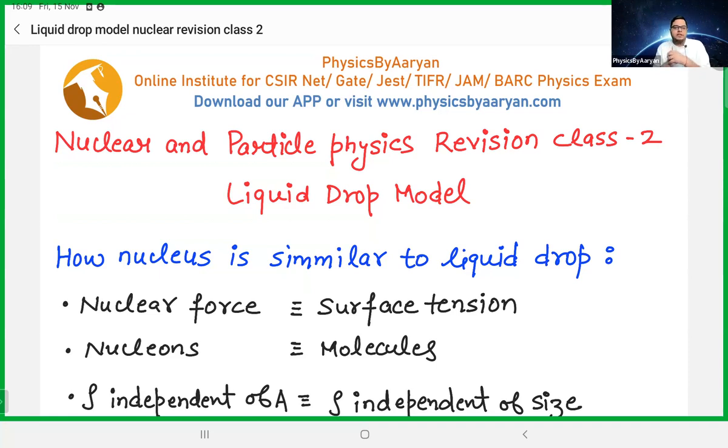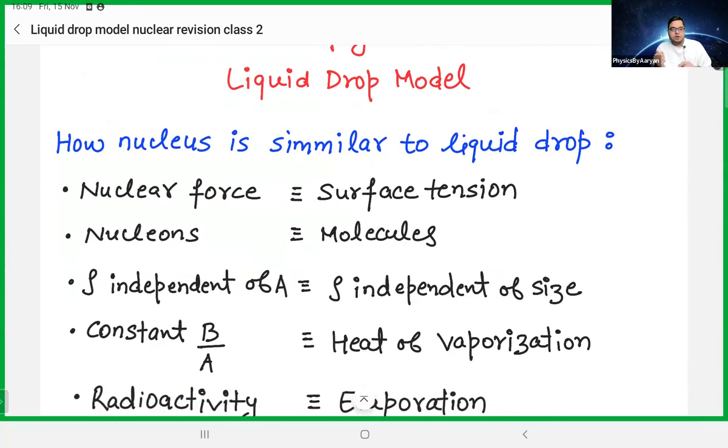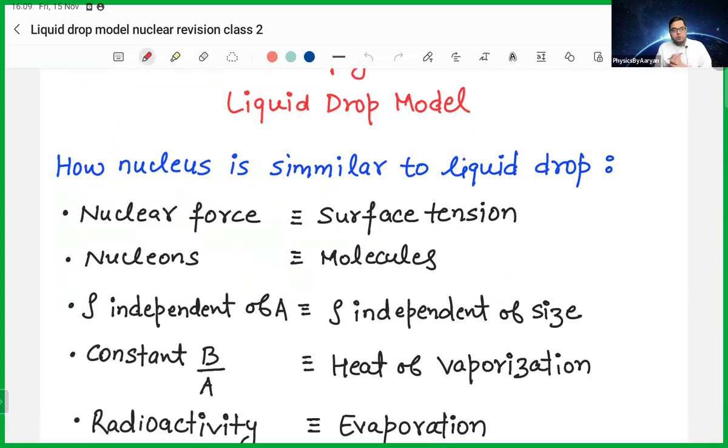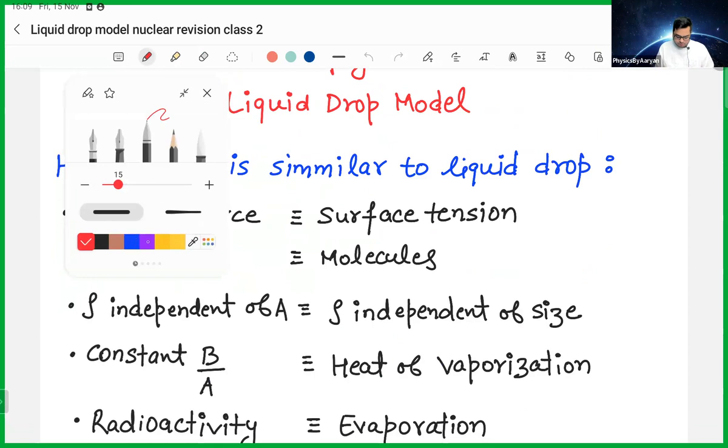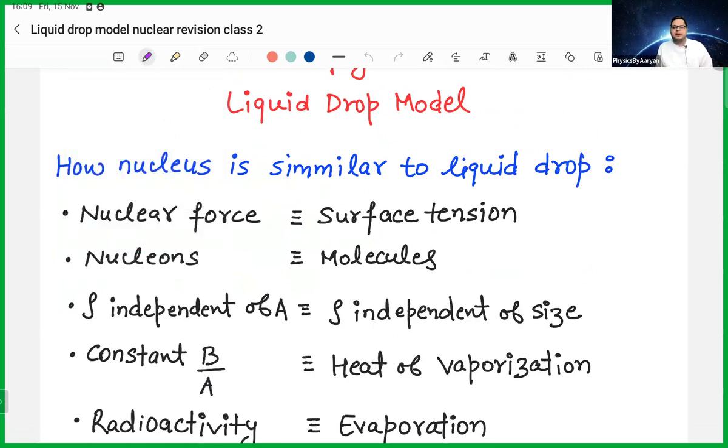So the scientists began the study with a very simple approximation. Let's assume the nucleus is a drop of a liquid. And whenever you make some assumption, you should understand why we can make this assumption. What is the basis of this assumption? On what basis can we say that the nucleus can be thought of as a liquid drop? There are a few similarities.